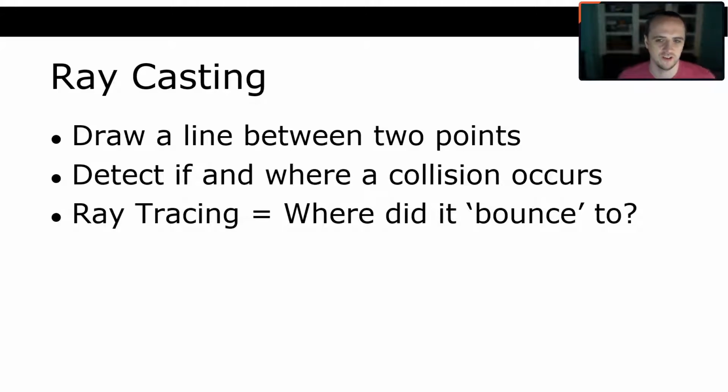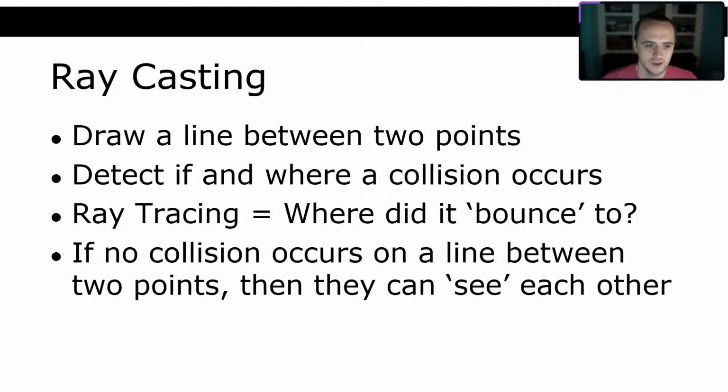So ray tracing essentially is like, where did that thing bounce to? Or where did it stop? Where did the light stop? Where did the shadow begin? That sort of thing. So if no collision occurs on a line between 2 points, then effectively they can see each other, right? This is called line of sight in a lot of video games.